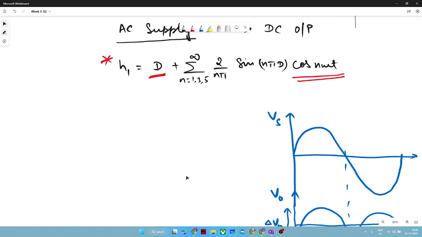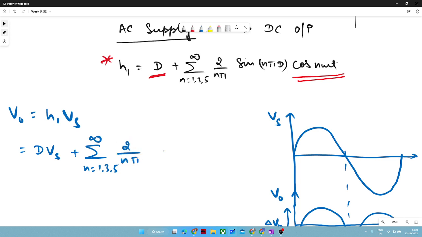to get V naught, I will write H1 into Vs, and the H1 expression is written here. So you will get dVs plus the sum over n = 1, 3, 5 up to infinity of 2 by n pi sin n pi d cos n omega t, times Vs.